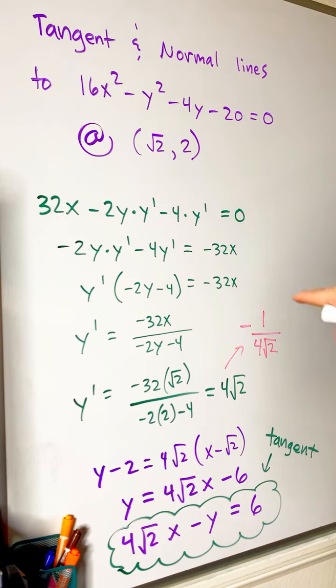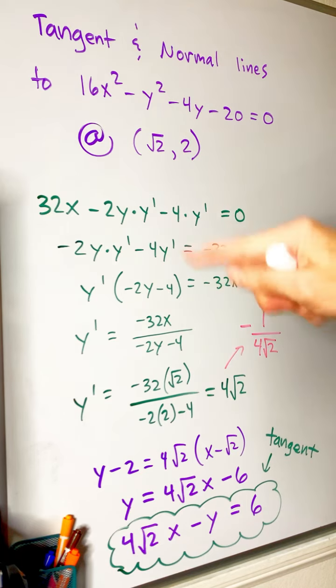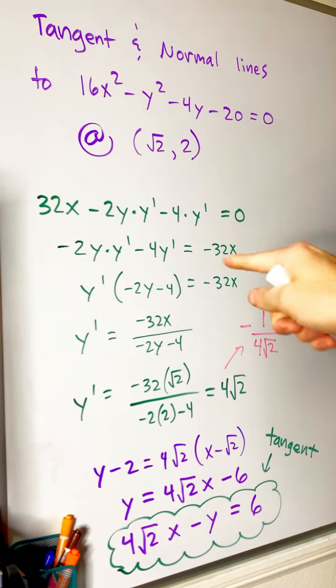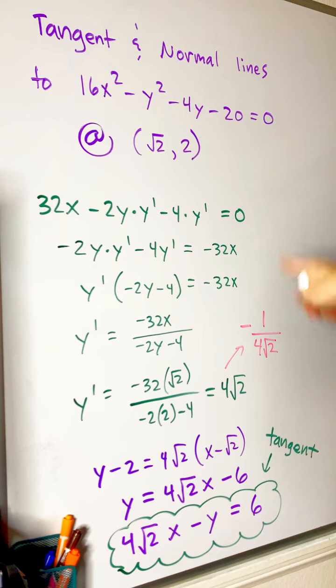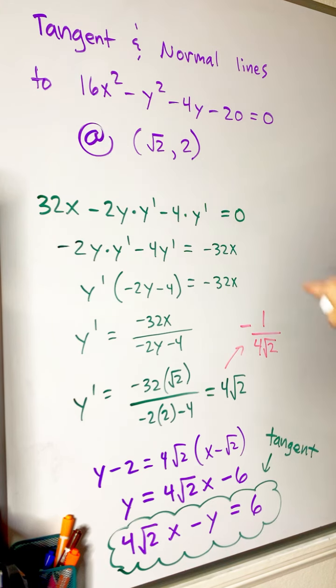So you see, instead of using this slope of 4 square root 2, I go perpendicular, which means you reciprocate it and you switch its sign. So proceeding from here, that's going to be your slope there in red, and you still have the same point. So go point slope and then follow the same steps as before.